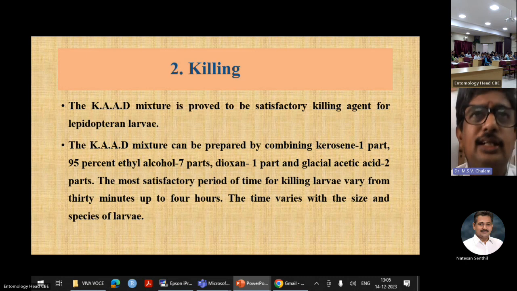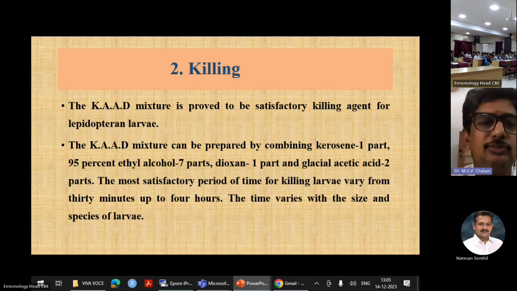Okay, you have collected the larva. How to kill? There is a mixture by the name KADD mixture, which is prepared by mixing kerosene 1 part, 95% ethyl alcohol 7 parts, dioxane 1 part, and glacial acetic acid 2 parts. This is called KADD mixture. If kerosene is not available, you can call it an AAD mixture. You can mix ethyl alcohol, dioxane, and glacial acetic acid.